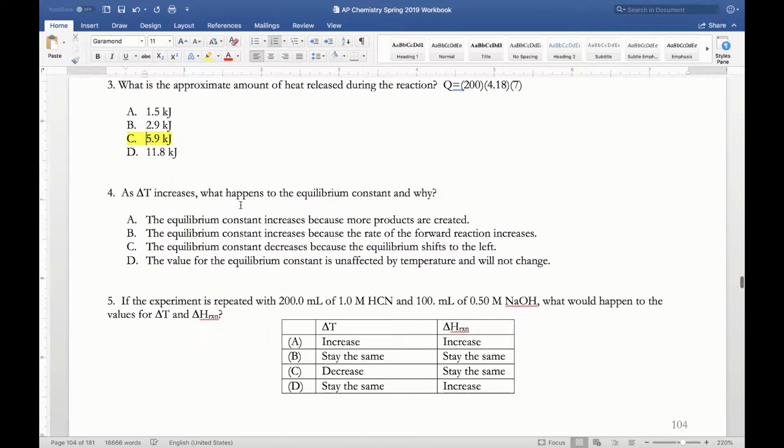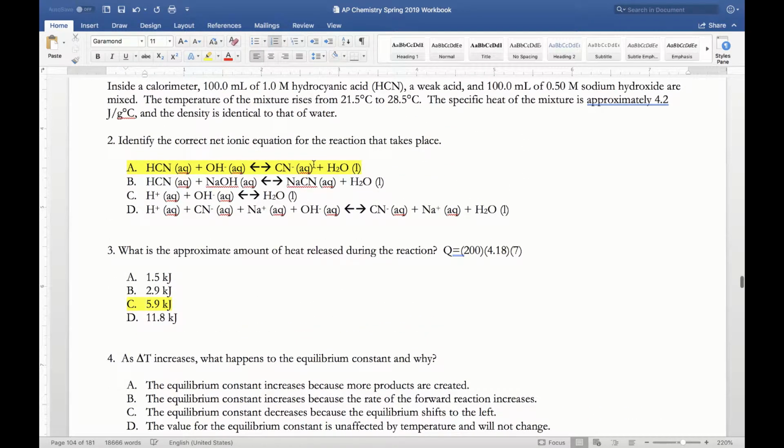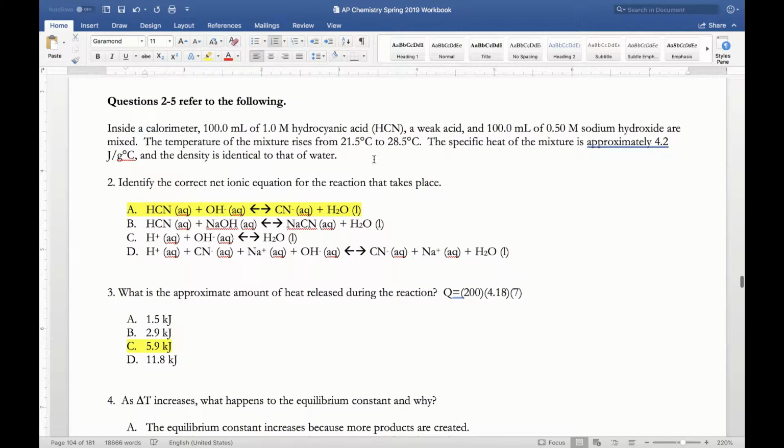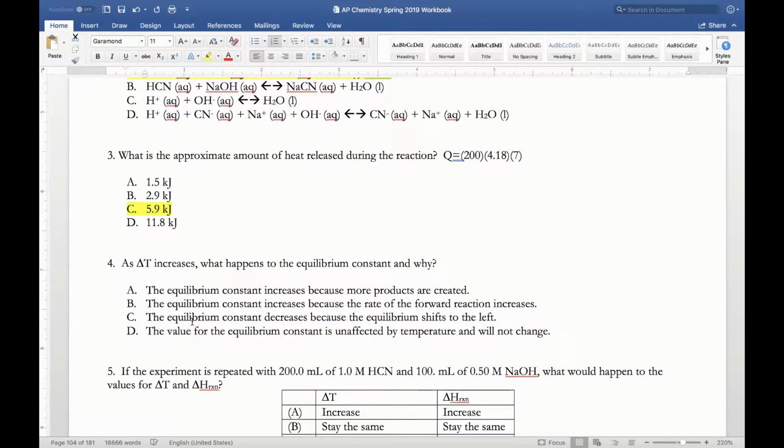As the delta T increases, what happens to the equilibrium constant and why? If you look at this reaction, keep in mind the temperature of the water is increasing, which means that my reaction is exothermic, which means heat is going to be a product. So if I increase temperature, that's going to cause a shift to the left. So my equilibrium constant is going to decrease, and so my answer is C.